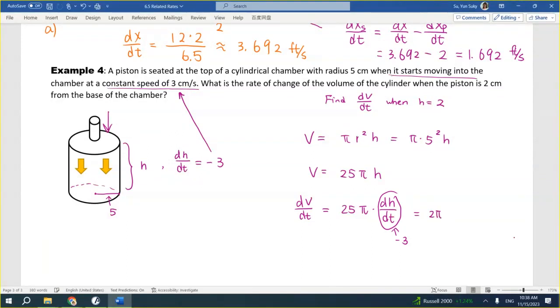So 25 pi times -3. What is this? 3 times 25 is 75 pi. Yes? So put this in your calculator. What do you get? Give me 3 decimal places.